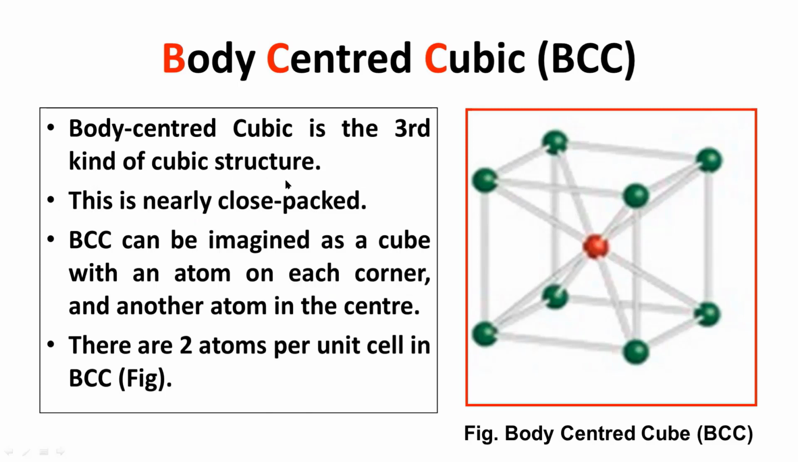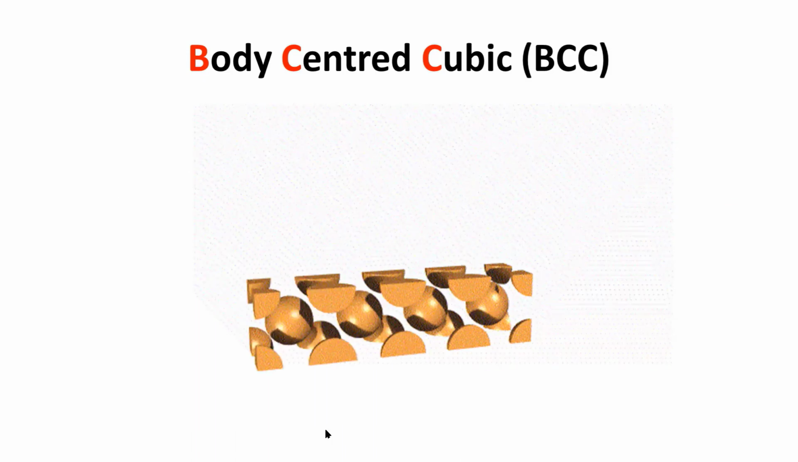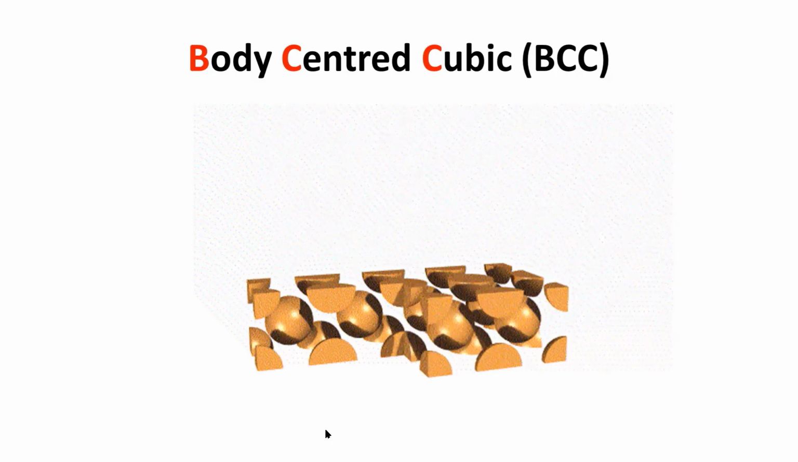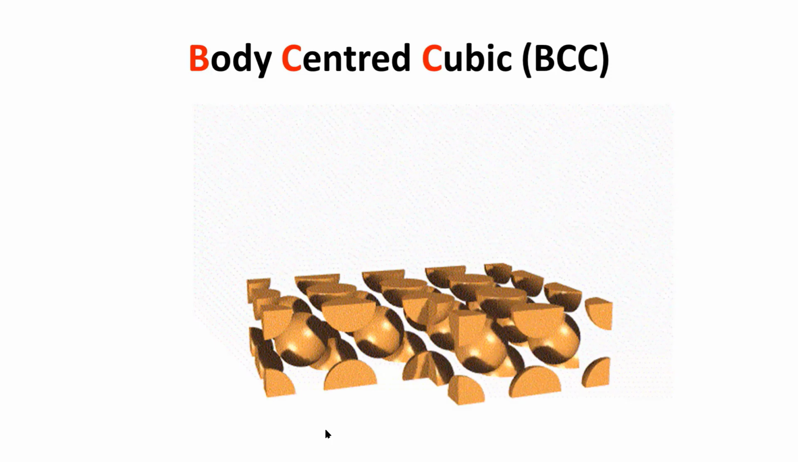Body-centered cubic is the third kind of cubic structure. This is nearly close packed. BCC can be imagined as a cube with an atom on each corner and another atom in the center. Hence there are 2 atoms per unit cell in BCC, as discussed in the previous slide. This is the animation of body-centered cubic, where one unit cell with the cut atoms at the corners is getting completed when the neighboring unit cells are connected to them on different sides.